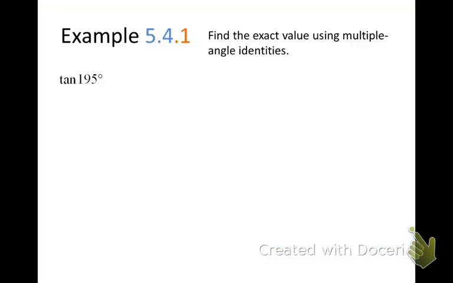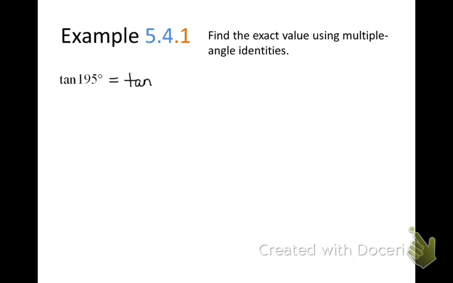Let's take a look at our first example. Okay, so we want to find the exact value without having to use a calculator. Notice that 195 is not an angle that I know. How can I rewrite this either as a doubled angle or a halved angle in order to evaluate this with one of the functions that we've just learned? Which angle would I write this as?